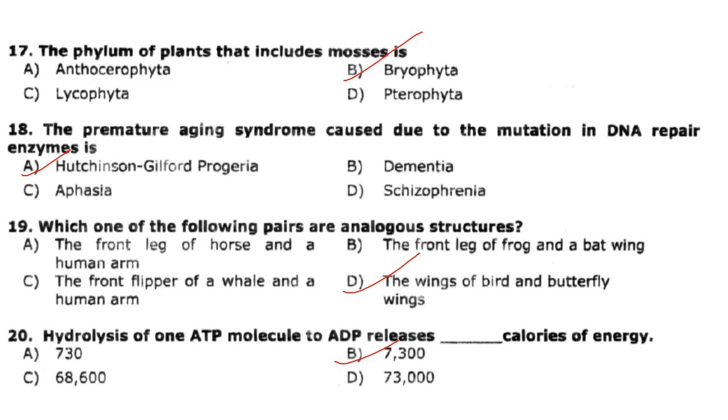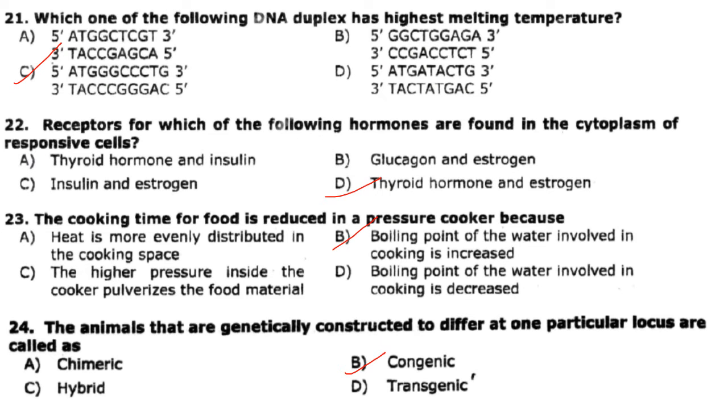Which one of the following pairs are analogous structures? Analogous structures are the wings of the birds and butterfly wings. They don't have a common ancestor. So the answer is option B, option D, that is the wing of bird and butterfly wings. Hydrolysis of one ATP molecule to ADP releases dash calories of energy. So it is 7300 calories of energy. Answer is option B.